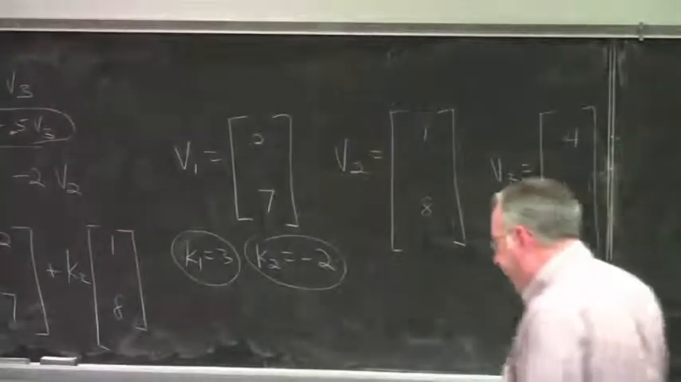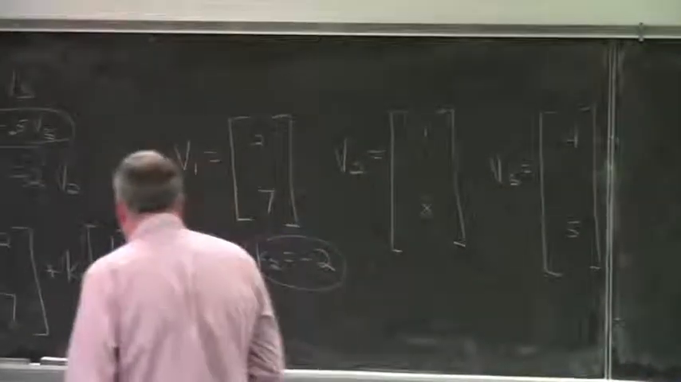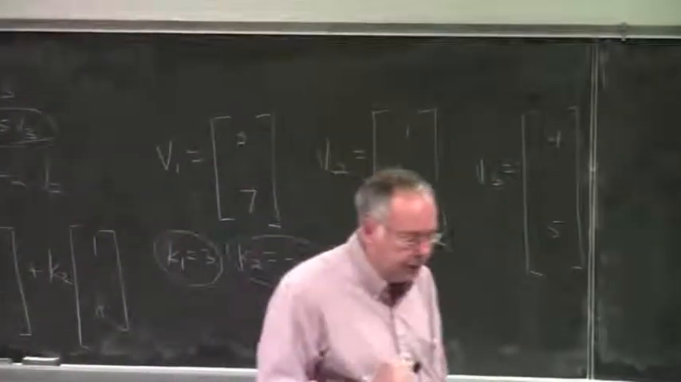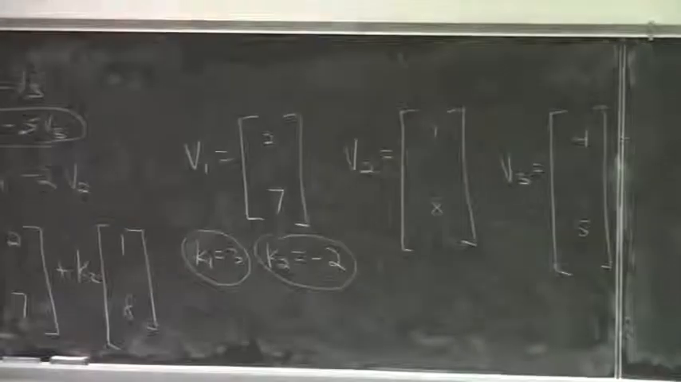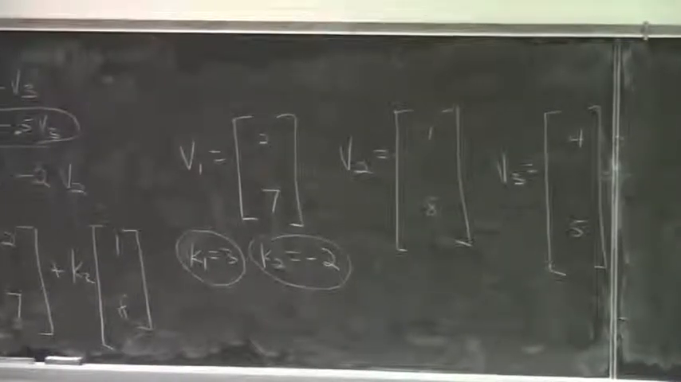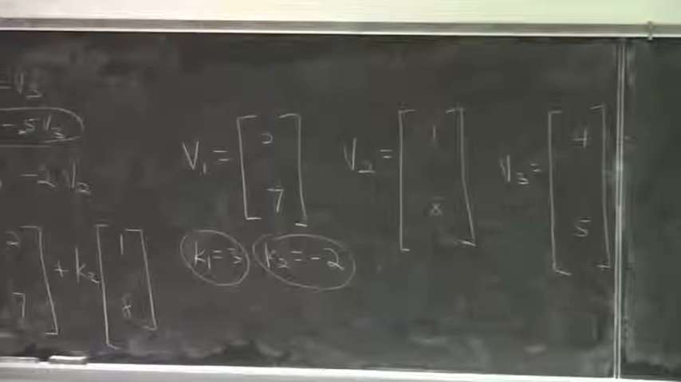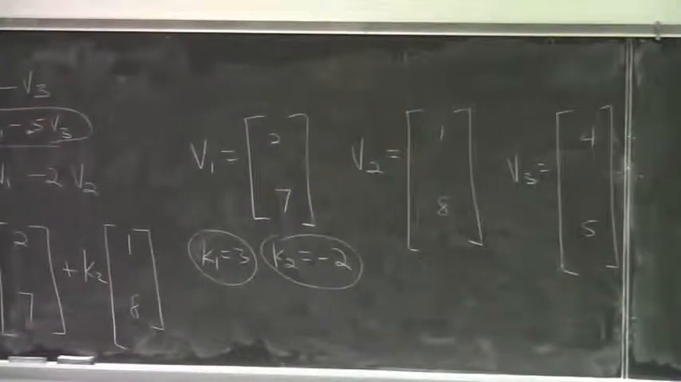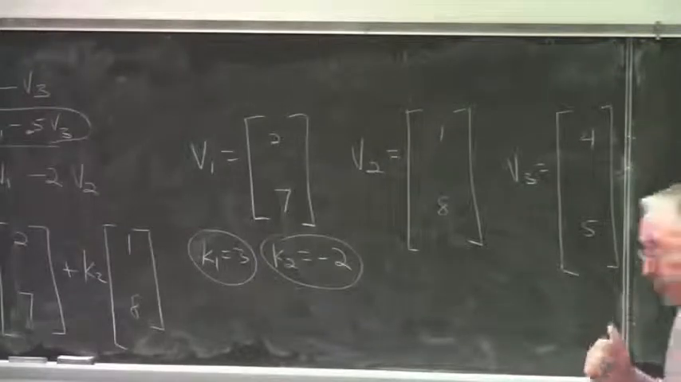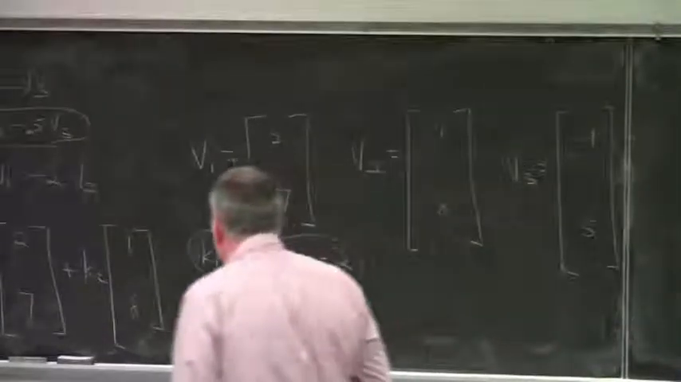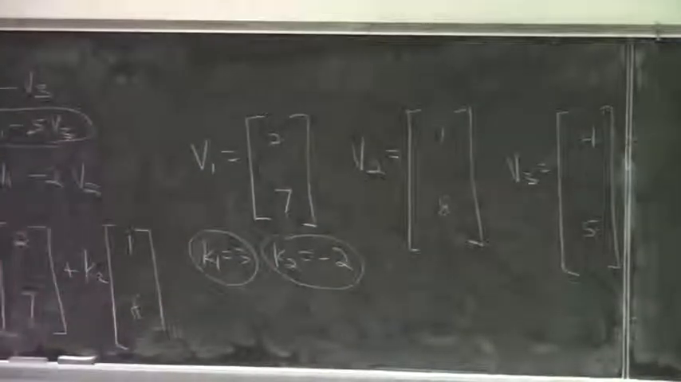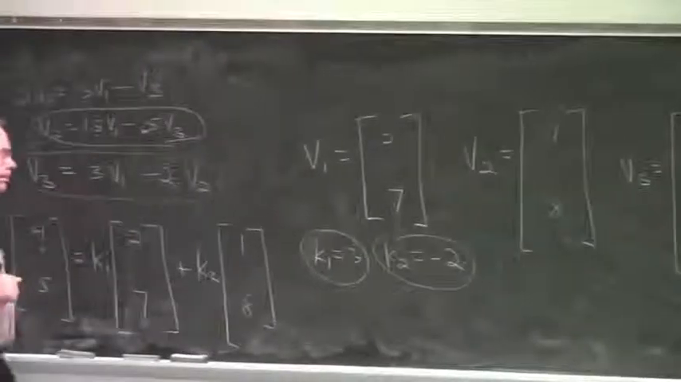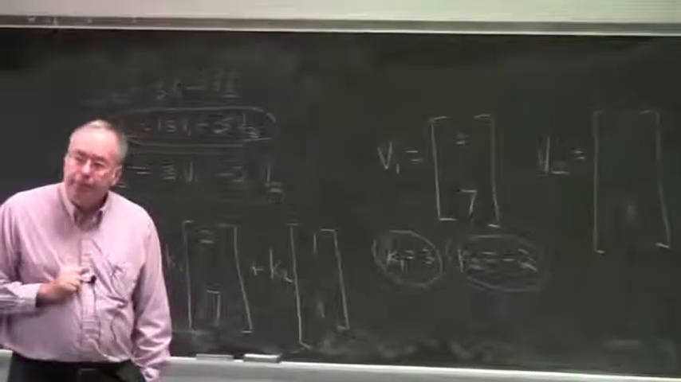Now, if you could not express one of the vectors as a linear combination of the remaining vectors, then the vectors are said to be linearly independent. But in this case, they're linearly dependent. If you could not find an equation of this form, then they would be linearly independent.